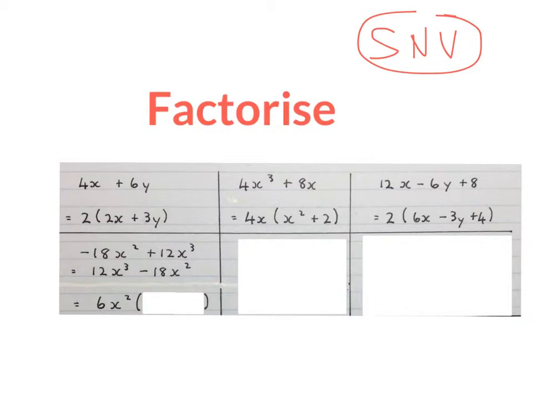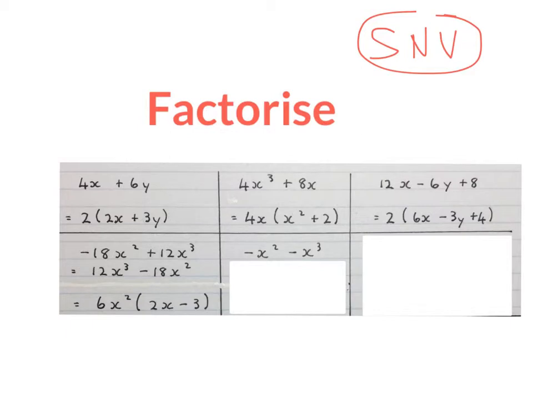So we write down our common factor, 6x squared. Then you ask 6x squared times what will give me 12x cubed. That'll be plus 2x. Then I ask 6x squared times what will give me minus 18x squared. The answer is minus 3.